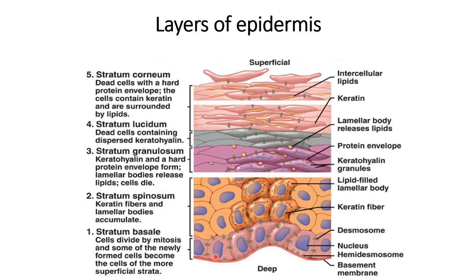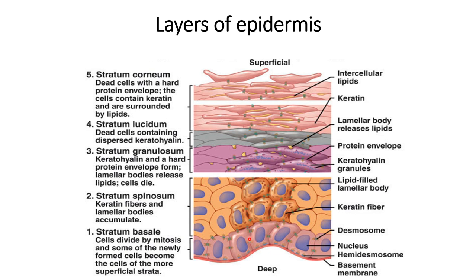It is a single layer of low cuboidal or low columnar cells that rest on the basement membrane. This is the basement membrane, and cuboidal or columnar cells are resting on it with a large oval nucleus, and then on their lateral borders we have desmosomes, and towards the basal lamina we have hemidesmosomes. So this constitutes the basal layer of the skin, known as stratum basale.